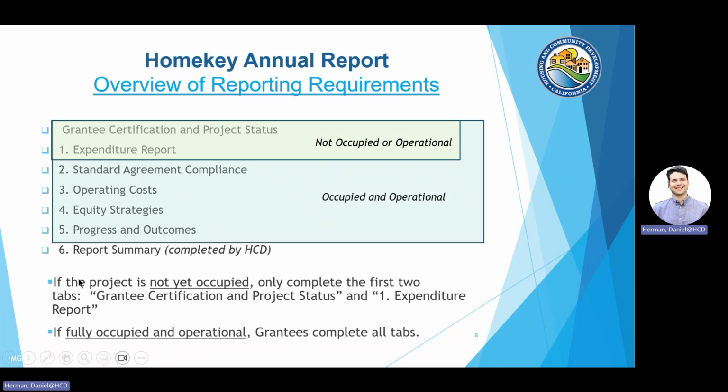However, if your project is fully occupied and operational, you will need to complete all tabs of the report, which include standard agreement compliance, operating costs, equity strategies, and progress and outcomes. Tab 6 will always be completed by HCD and does not need to be completed by the grantee.